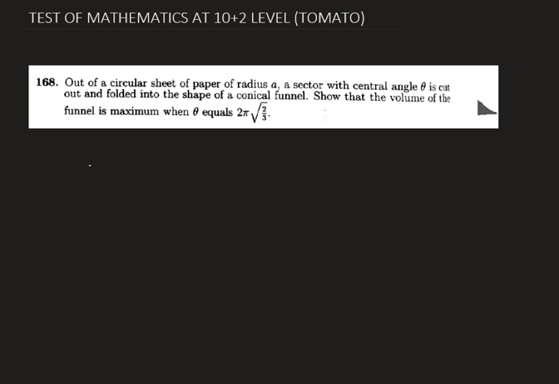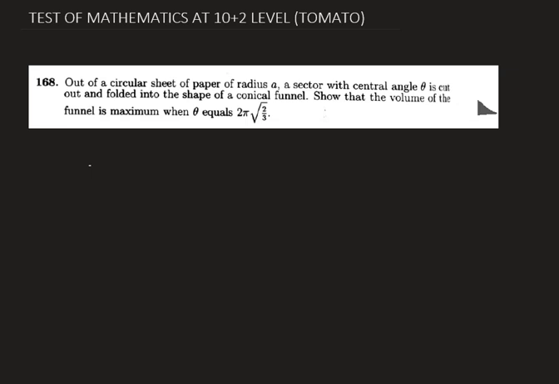Today we are going to solve one problem from Test of Mathematics at 10 plus 2 level, which is a well-known book, TOMATO. This book is published by the Indian Statistical Institute to help students in their preparation for I.S.I entrances. Now let's check what is in this question.